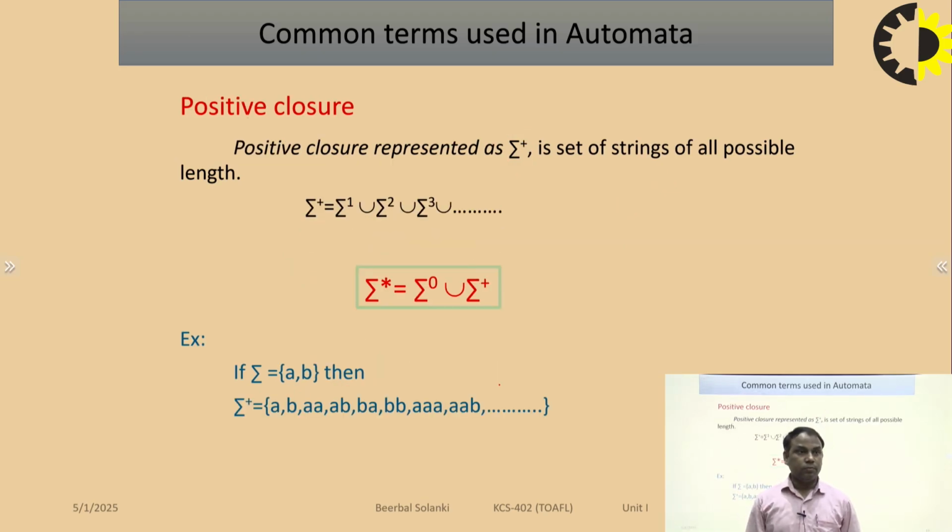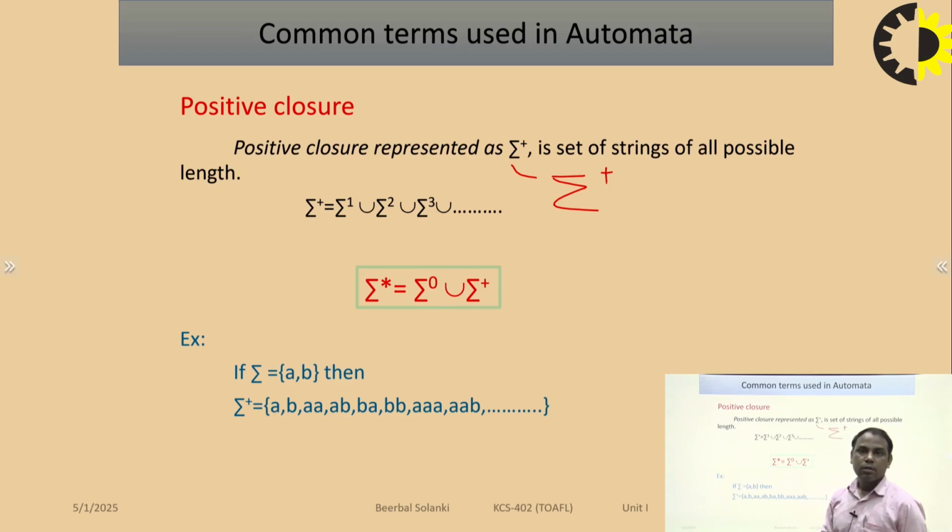Now the next point is the positive closure, represented as sigma plus. It means, as you can see here, sigma power 1 onwards. It does not contain epsilon, only alphabet strings. So the positive closure is the set of strings of all possible lengths except the zero length.